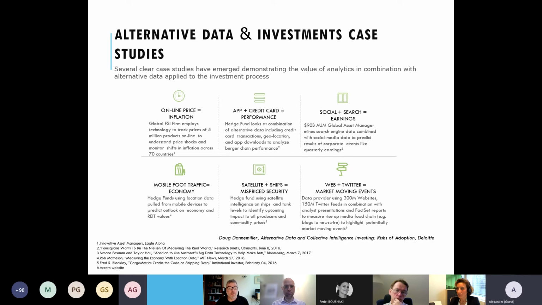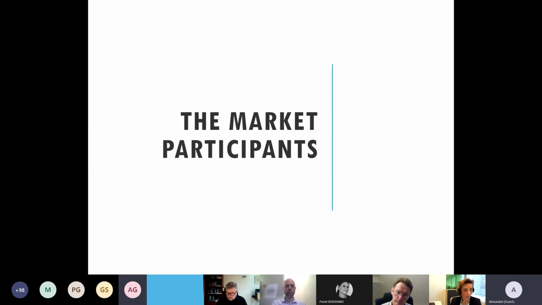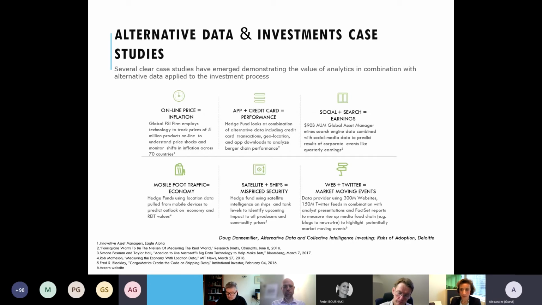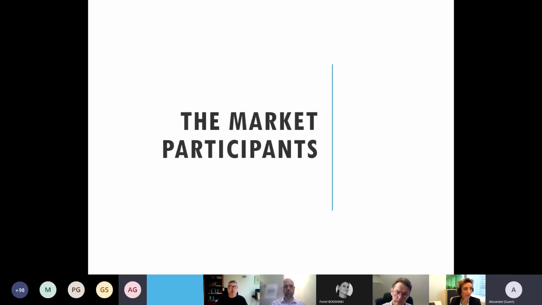Or you can use web and Twitter, which is the last example, bottom right, to understand which reports are going to make it to the newswire, and of course, if they make it to the newswire, they'll hit the market. So what they call here the media food chain. There are many examples. You can see the sky's the limit in alternative data, and there's so many permutations.